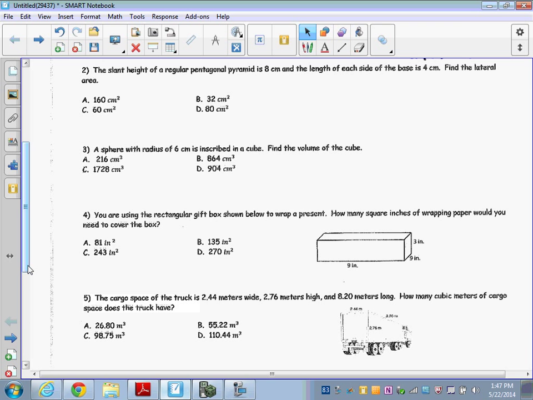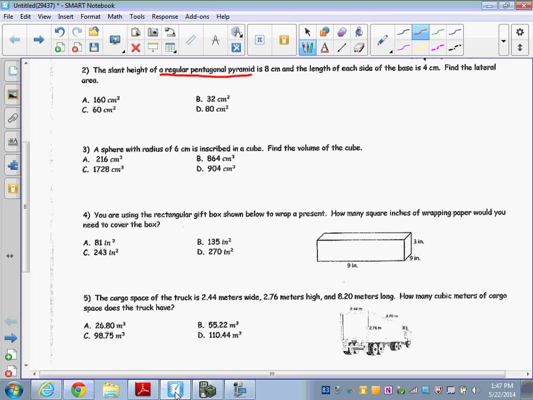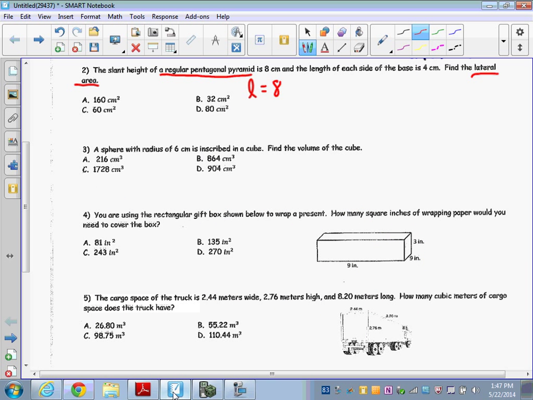It says the slant height of a regular pentagonal pyramid. So this one might be a little bit hard because we haven't talked about pentagonal pyramids, but we have talked about pyramids. That's the shape of a pyramid. Let's keep reading the problem though. Is 8 centimeters. So the slant height is 8 centimeters, so you know L is 8. The length of each side of the base is 4 centimeters. Find the lateral area. So the formula for lateral area was 1/2 LP. So again, you find the shape, you find the formula, and you just plug it in.